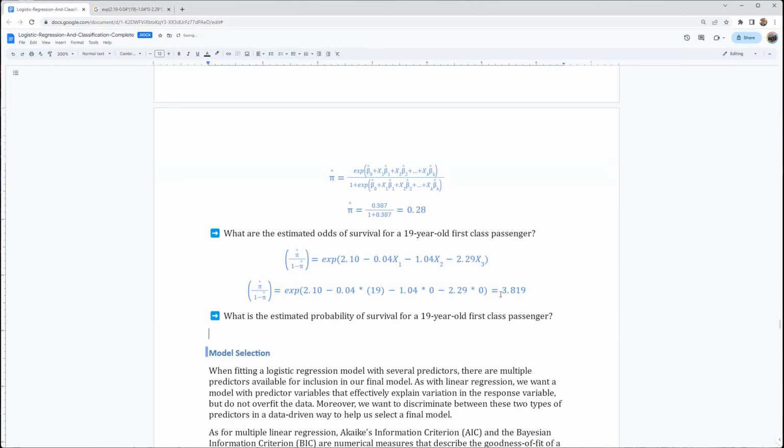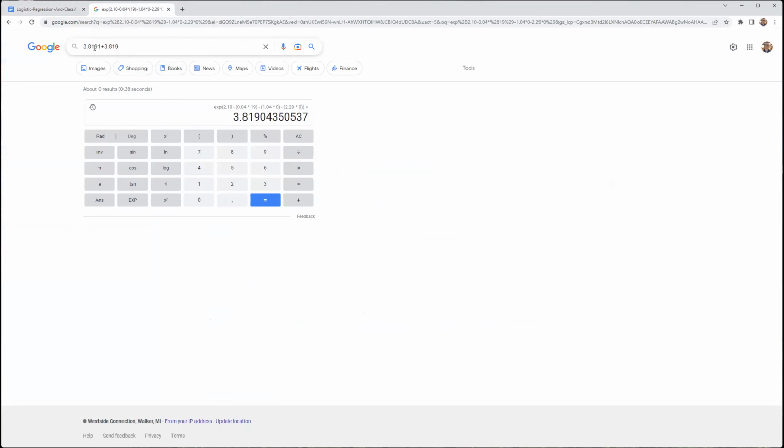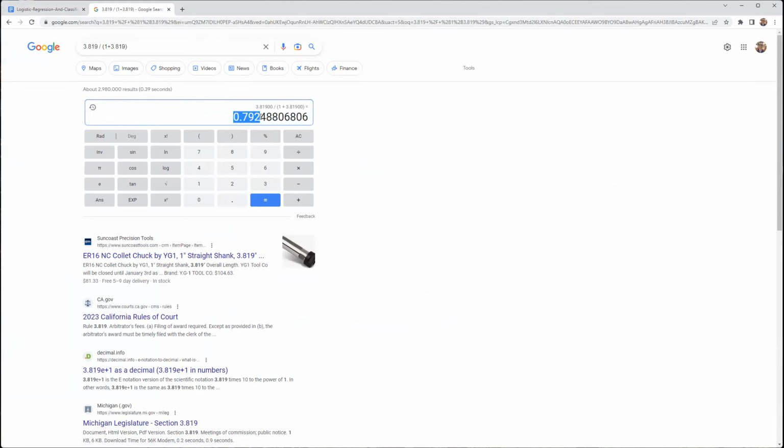So if you had money, if you were first class, you were much more likely to survive for a fixed age. And then what is the estimated probability of survival? Again, we can use this equation. Now we plug in the odds. The estimated probability is equal to the odds over 1 plus the odds, which in this case gives you 79%, 80% chance of survival.